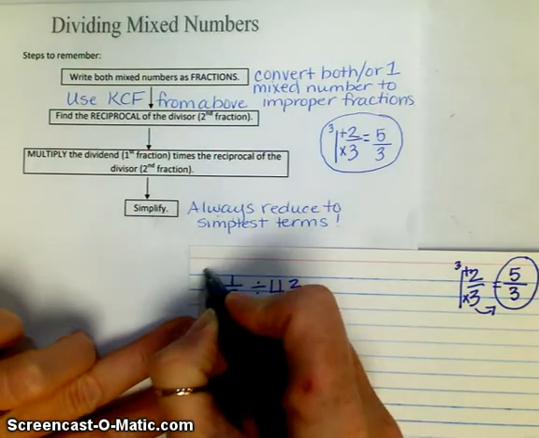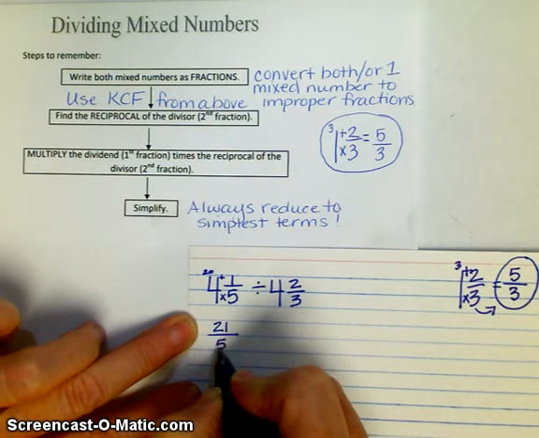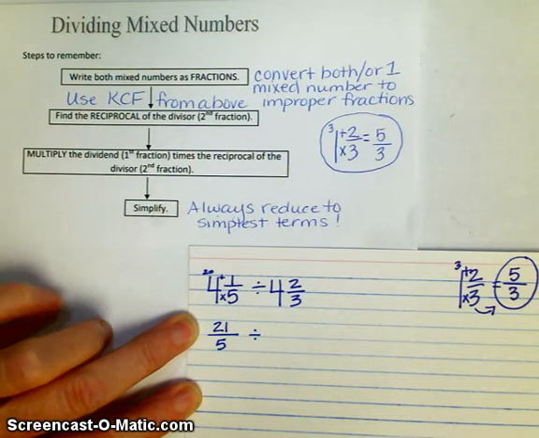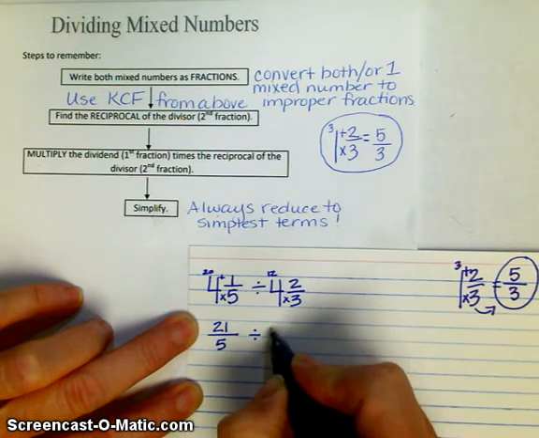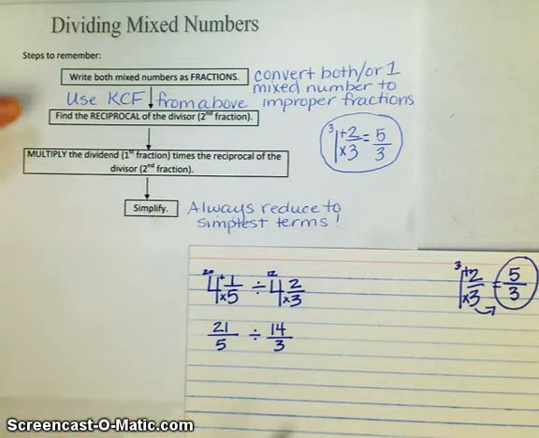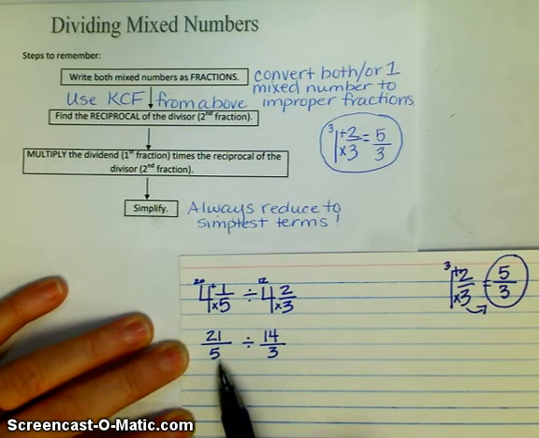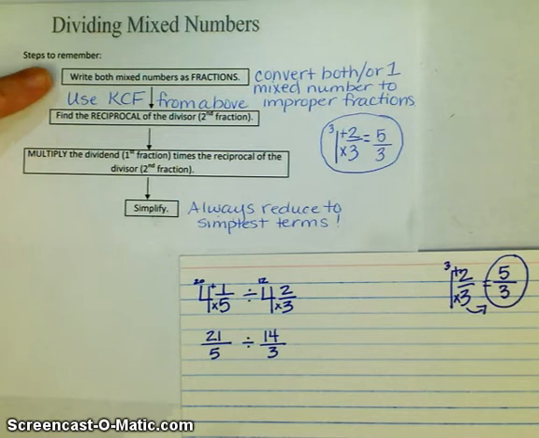5 times 4 is 20. 20 plus 1 is 21, and our denominator stays the same. Divided by, we have not converted it yet. It is still a division problem. 3 times 4 is 12, plus 2 is 14 over 3. Here is our division problem. We have done the first step. Okay, so now we have the division problem, 21 over 5 divided by 14 over 3. We've done the first step.